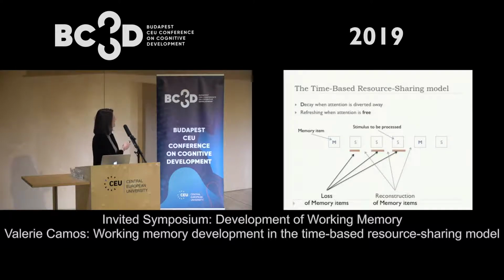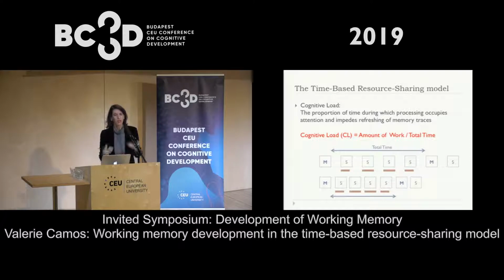And so this mechanism, this idea of switching your attention between the two, processing and storage, leads us to have an operational definition of what is a cognitive load. The cognitive load of a task, based on this mechanism, will be the proportional time during which processing will occupy attention, and that would, in this case, impair the refreshing and the maintenance of the memory item. A bit like in physics, the power function, cognitive load will be the amount of work divided by the total time to do this work.